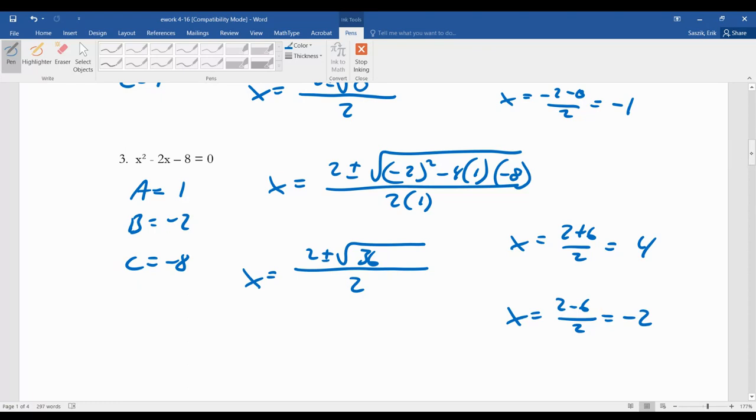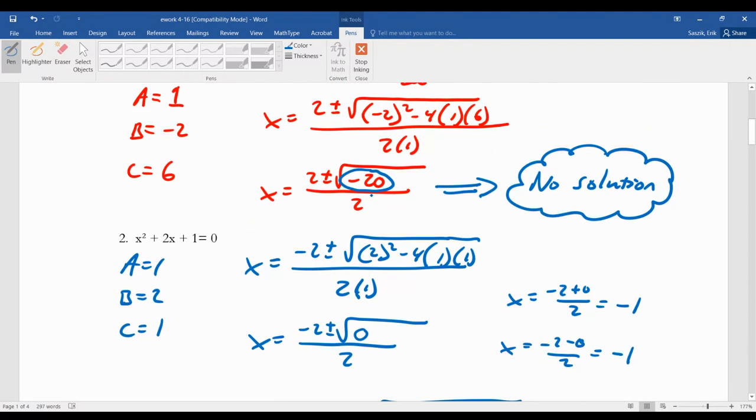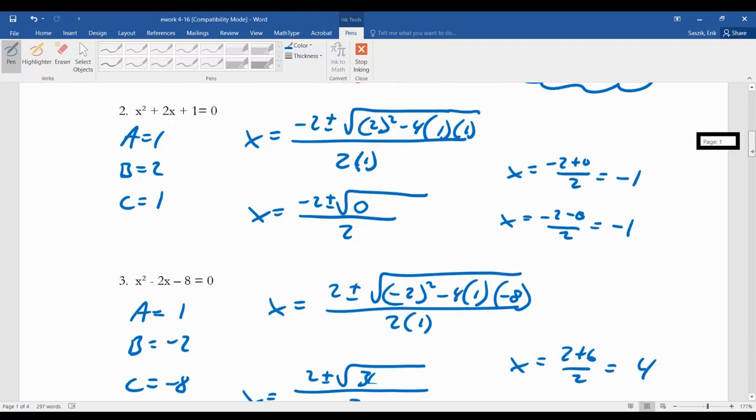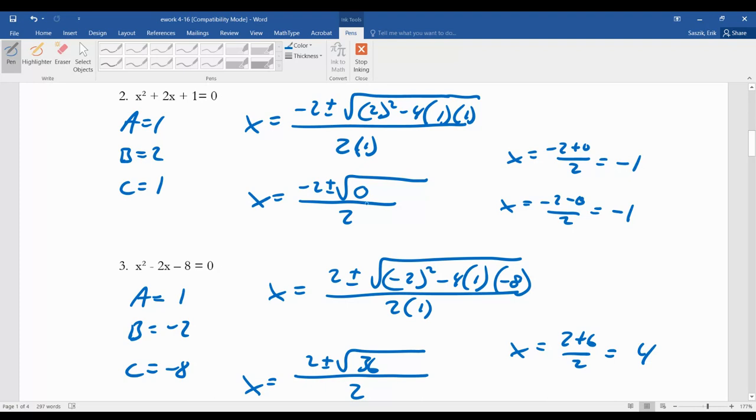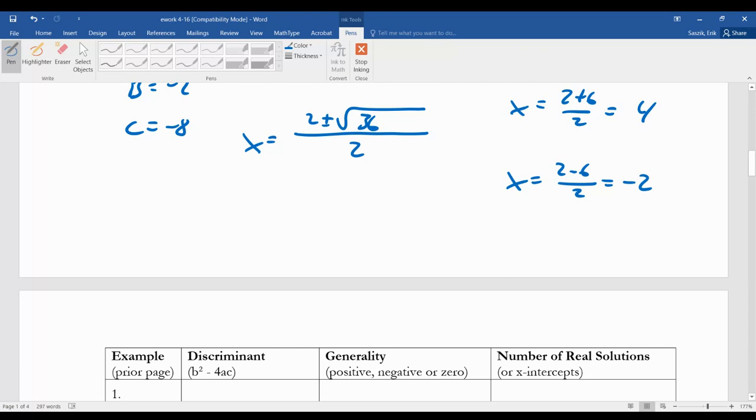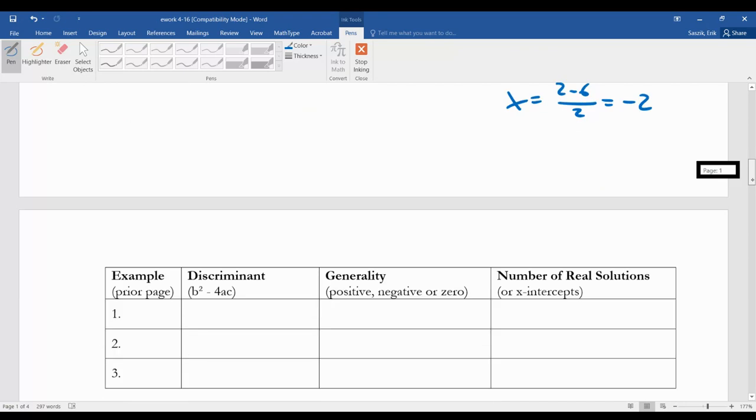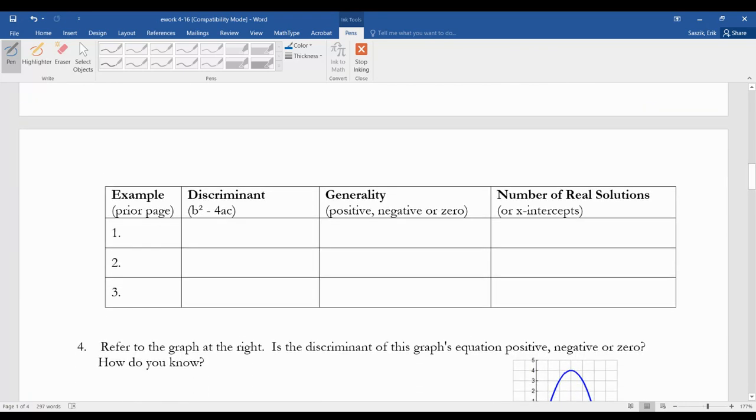Okay, so those are the 3 different situations that we have. If what's in the square root is negative, that'll give you no solution because you can't take the square root of a negative number. If what's in the square root is a 0, you get just one answer. And if what's in the square root is positive, you get 2 answers. Okay? So this table is just what we were talking about. The thing that's in the square root, remember, that's the b squared minus 4ac. That's called the discriminant.